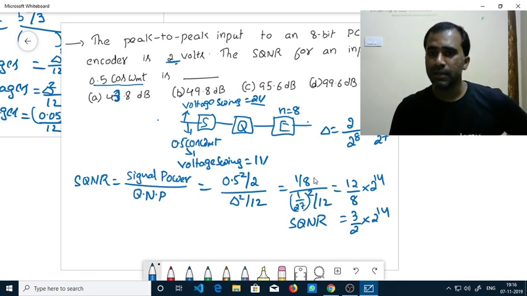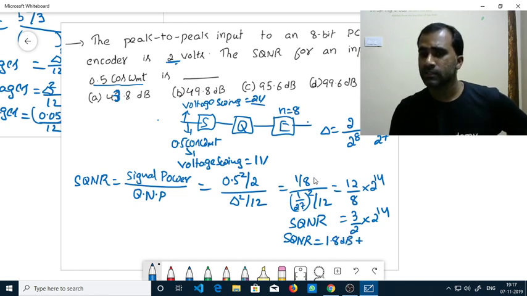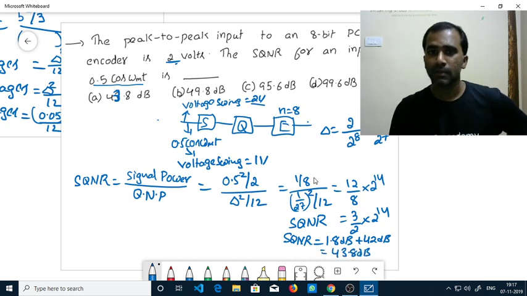So if you convert this into dB scale, SQNR is equal to 10 log of this. 10 log 3 by 2, we have seen in the previous derivation also, is 1.8 dB, plus 10 log 2 power 14, which is 14 times 3, 42 dB. You can apply using a calculator also. This 42 dB plus 1.8 will become 43.8 dB. But by looking immediately at it, we would say the answer is 49.8 dB. But that's not the correct answer, because there is a difference here.